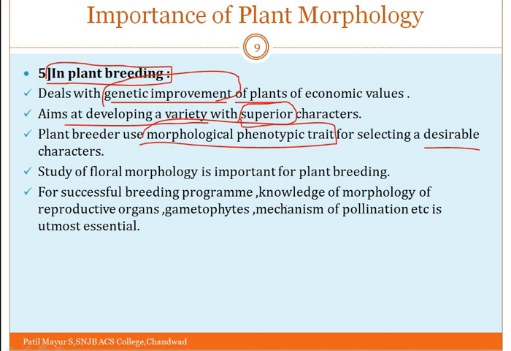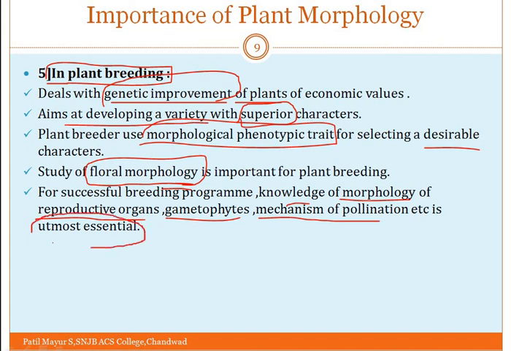What else is important there? Floral morphology is also important. The structure of the flower, anther, stigma, basically the androecium and gynoecium. The study of that is important. For successful breeding programs, knowledge of the morphology of reproductive organs, androecium, gynoecium, then gametophytes, the mechanism of pollination, all these things are utmost essential. So morphology is of utmost importance in plant breeding also.